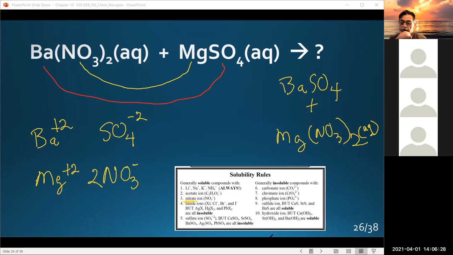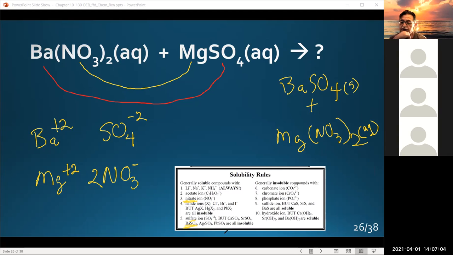We can put AQ. Now we look for the sulfates. Normally, all the sulfates are soluble, okay? Unless they are bonded to calcium, strontium, barium. There it is right there. Barium sulfate. That means that barium sulfate would be insoluble. We put an S there, okay? So now we know that this reaction will proceed. This would be a positive reaction because barium sulfate, one of the new products, is insoluble.